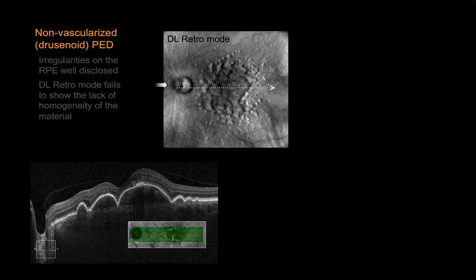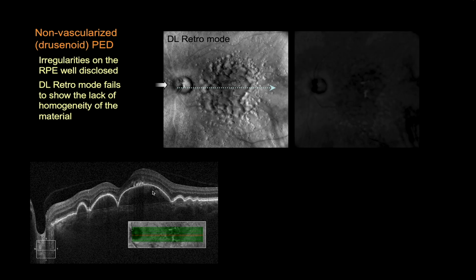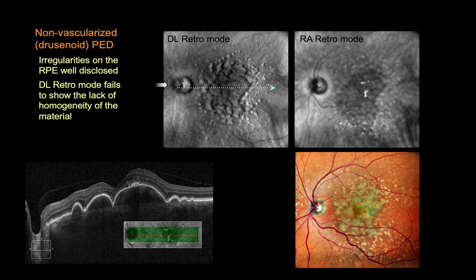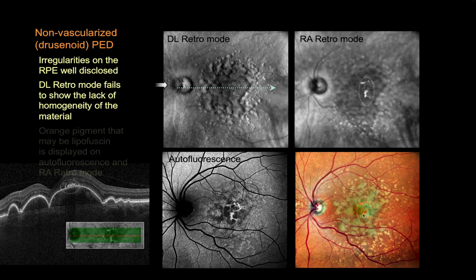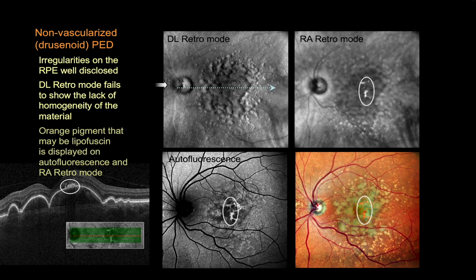On this non-vascularized drusenoid PED, irregularities of the RPE are very well disclosed here, but you see that the DL retro mode fails to show the lack of homogeneity of the material that helps to make the diagnosis and is very obvious on this OCT here. On the other hand, you can see that orange pigment that may be lipofuscin is displayed on the autofluorescence as well as on the ring aperture retro mode.